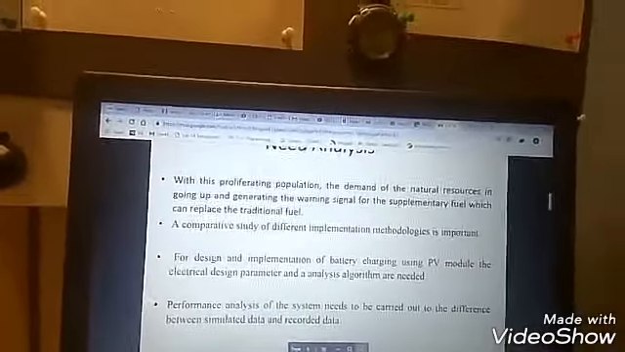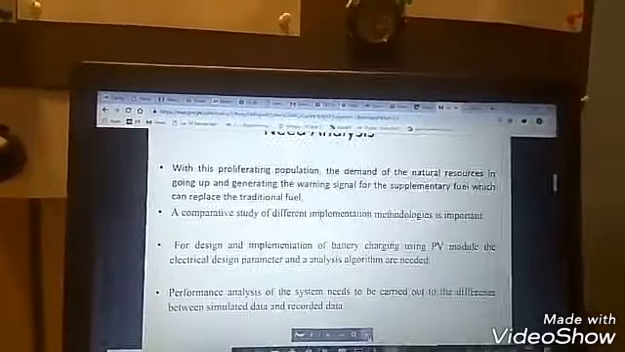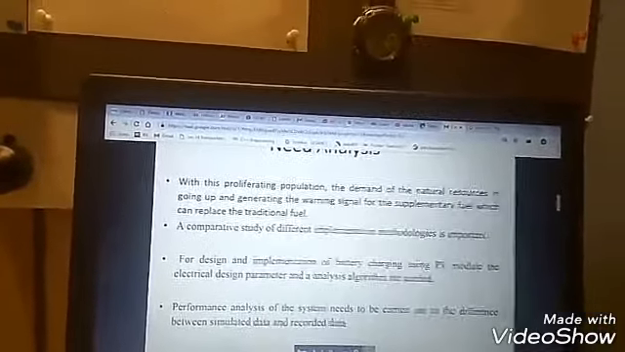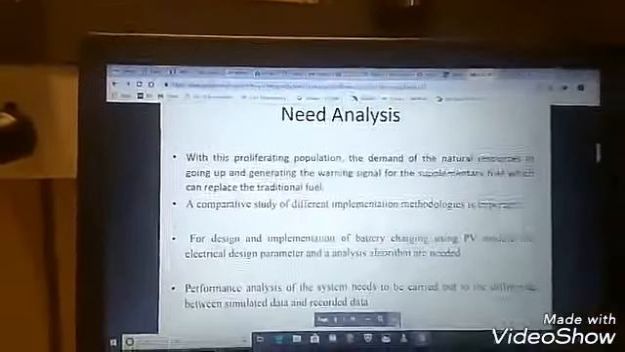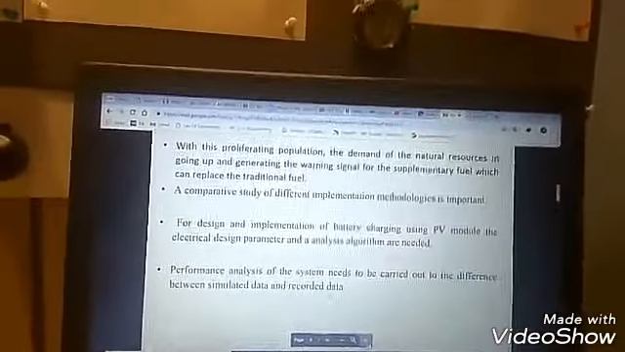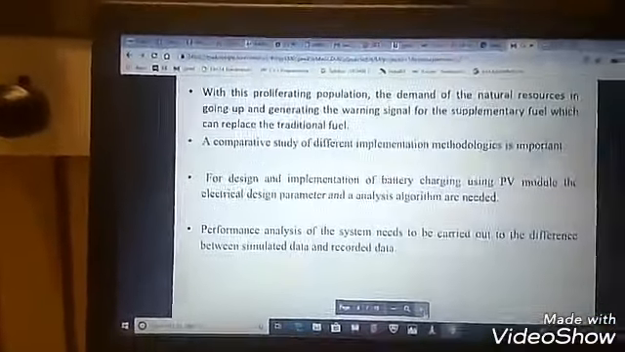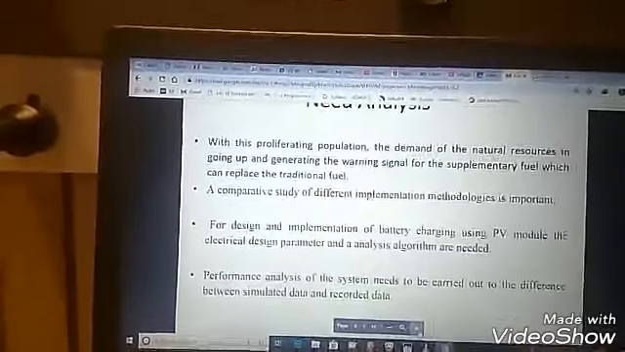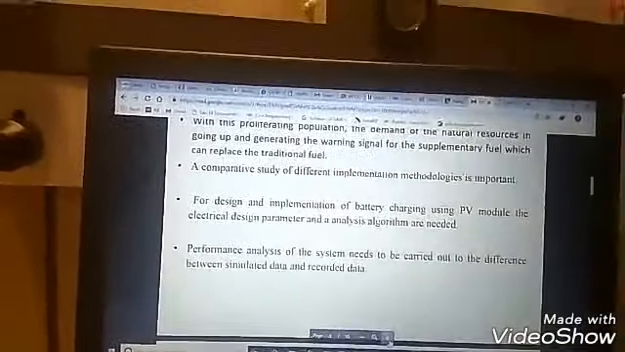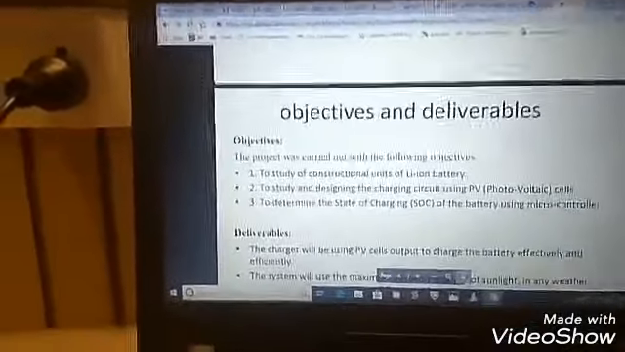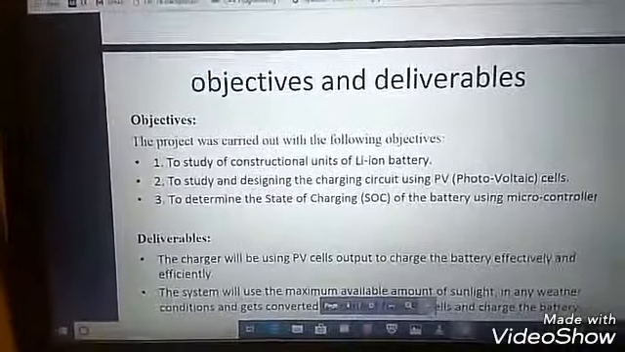The design and implementation of the battery charging using this PV module involves the electrical design parameters, and we use these analysis algorithms. Performance analysis of the system needs to be carried out to find the difference between the simulated data and the recorded data. And moving on to the next slide, we have these three objectives to study.